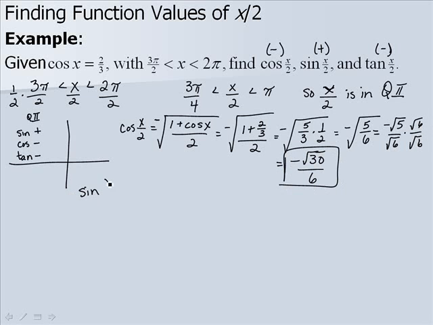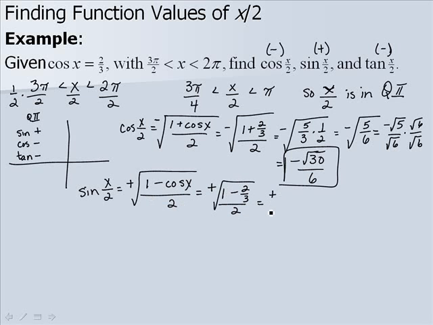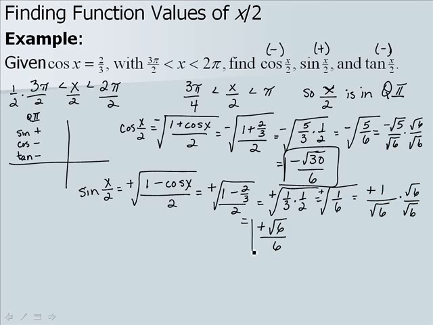Now let's look at the sine of x over 2. Sine is positive, and we have the square root of (1 minus the cosine of x) over 2. So we have positive square root of (1 minus 2/3) over 2. So that is going to be equal to the square root of 1/3 times 1/2, which is the square root of 1/6. So we have the positive 1 over square root of 6, and we'll rationalize that, and we end up with positive square root of 6 over 6.